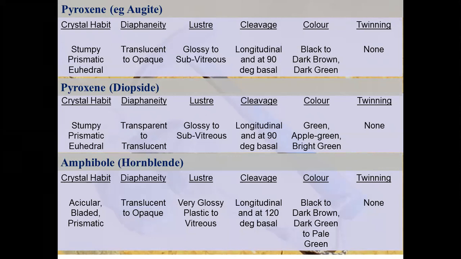Then we moved on to the hornblende type amphiboles, and these are characterized by these bladed prismatic crystals, very glossy as well, quite a plastic to vitreous luster, almost as glossy and vitreous as the micas, but not exactly. They had cleavage as well, but if you are lucky enough to find a basal section, then those had a pair of intersecting cleavages that would make an angle of around 120 degrees. And these were in these black, dark colors.